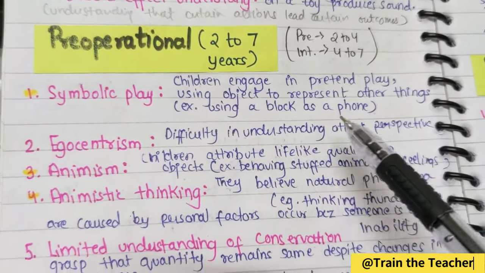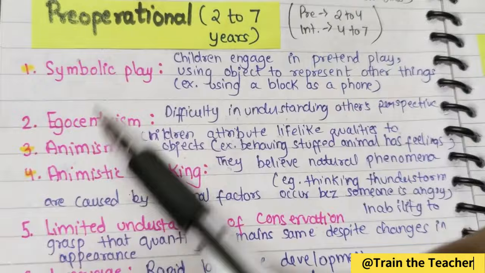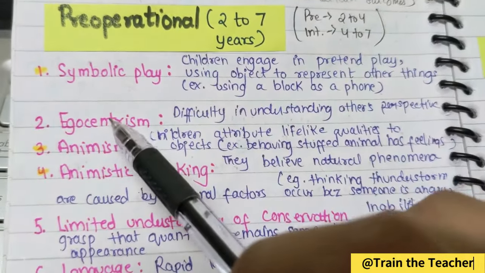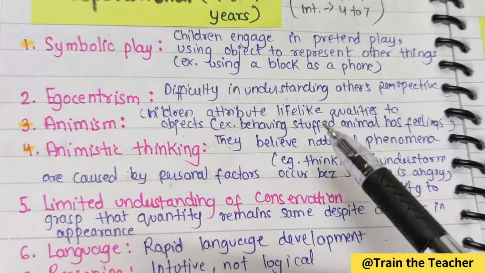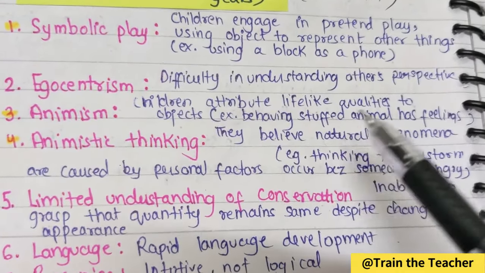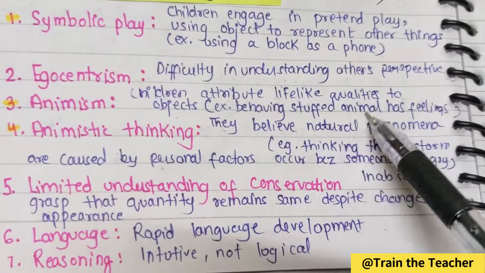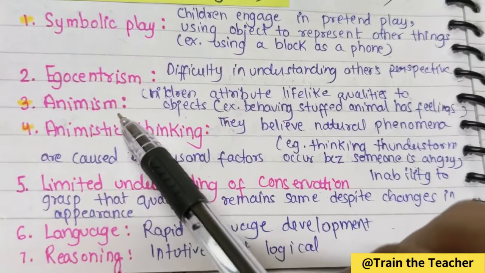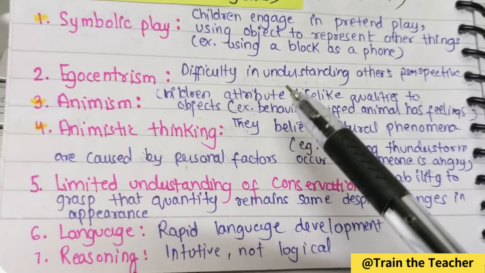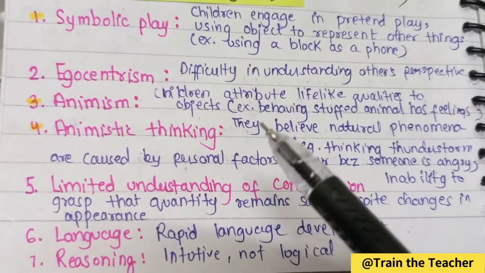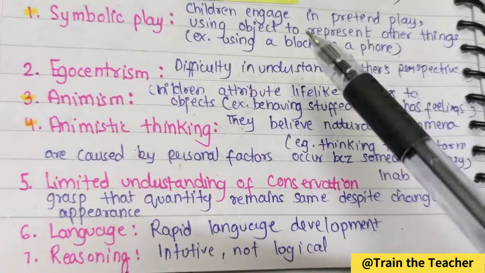Egocentrism, difficulty in understanding perspective, that is egocentrism. The word itself is self-explanatory. Animism, children attribute lifelike qualities to objects, like believing a stuffed animal has feelings. I'm sure even we all have done it, right? Animism, that my teddy bear is my best friend. My teddy bear is hungry, let me feed my teddy bear.